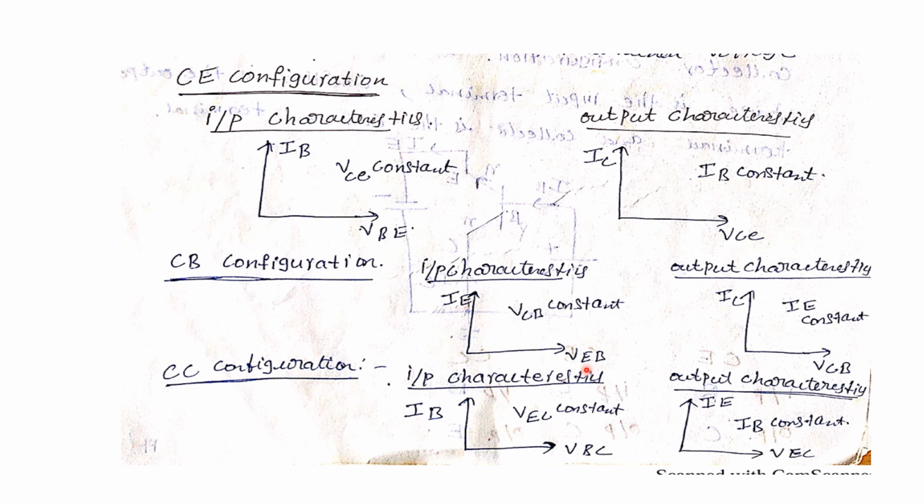Common base configuration: emitter terminal is input, IE and VEB; collector terminal is output, VCB constant, IC, IE constant. For common collector configuration, input is base, output is collector. The input graph is drawn between VBC versus IB when VEC is constant. Output characteristics: the graph drawn between VEC versus IE when IB is kept constant. We should know all these basics for the configurations.